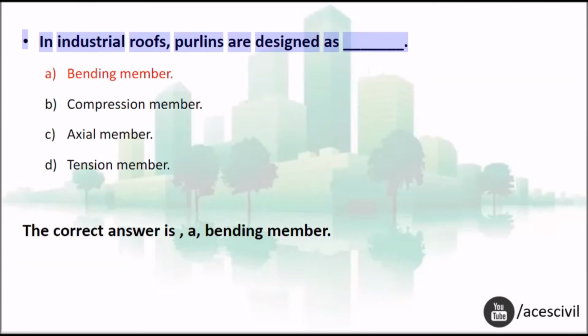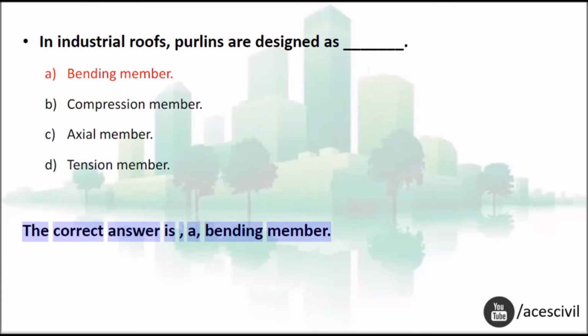In industrial roofs, purlins are designed as A. Bending member, B. Compression member, C. Axial member, D. Tension member. The correct answer is A. Bending member.